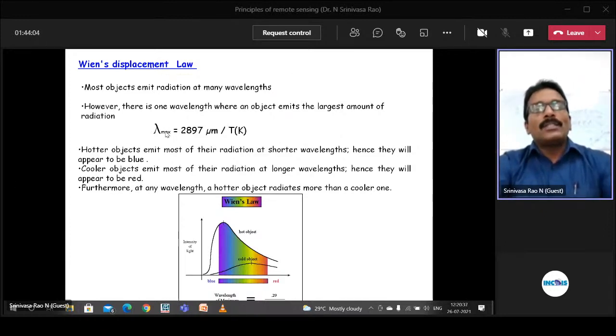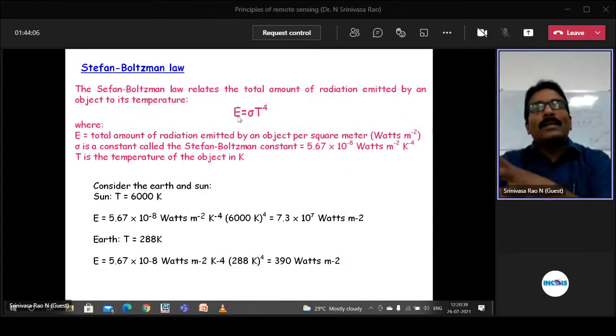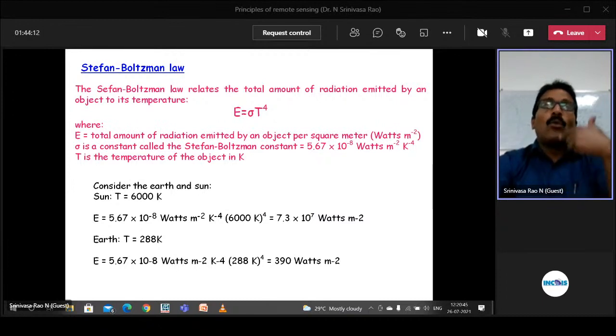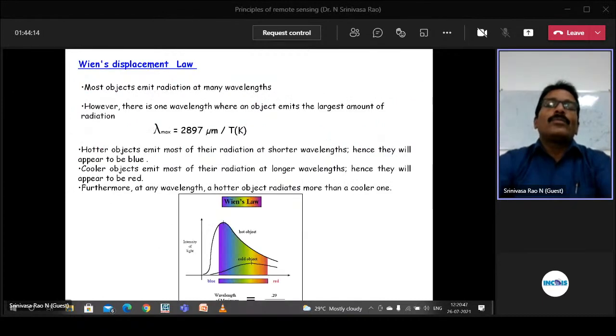This law is explaining energy. If you know the temperature, how much energy is coming, and at what wavelength it is coming, if you want to quantify it, Wien's displacement law explains it. Lambda max, that means maximum energy, is equal to 2897 by temperature. That's all. Very simple equation.